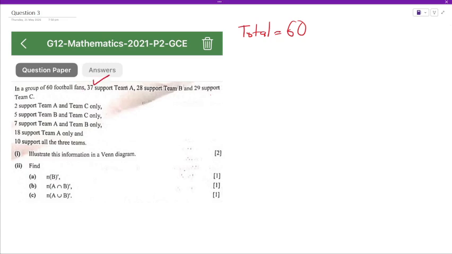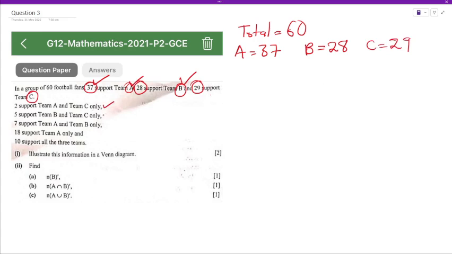Okay, 37 support team A. So team A, we have 37 supporters. 28 support team B. Team B, we have 28 supporters. It's also A there. Then 29 support what? Team C. So team C has 29 supporters. 2 support team A and team C only.